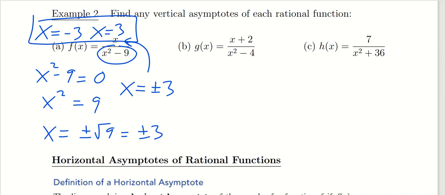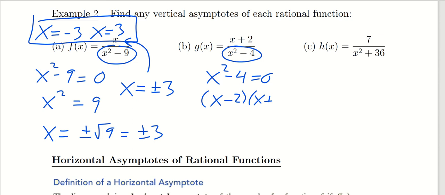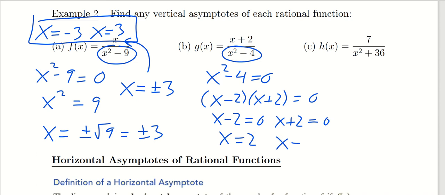So be a little bit careful for g of x. For g of x, if we go ahead and set that denominator equal to 0, we have x squared minus 4 equals 0. You could also use the square root property on this one, but let me just factor it instead. I'm going to treat it like a difference of squares. It factors as x minus 2 times x plus 2. We can now set each factor equal to 0 independently, and we get x equals 2 and x equals negative 2. Of these, only the x equals 2 is going to be a vertical asymptote.